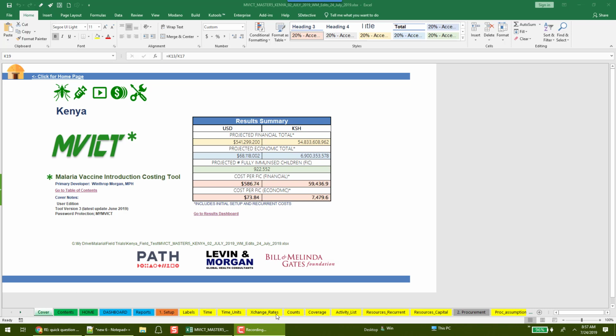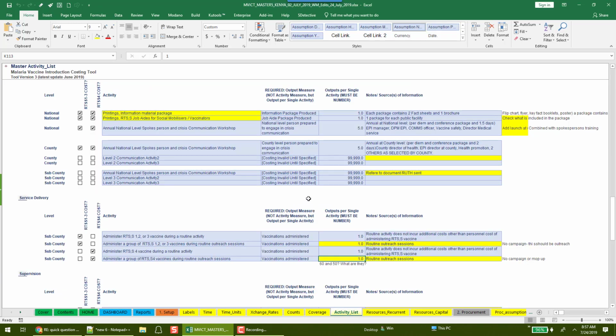Now, the answer to that is that when you go in here to look at the activity list, each time you do an activity, you're required to say what the output is of that activity. First, you say an output measure, and then you say the output per single activity. So when you administer an RTSS 1, 2, or 3 vaccine during a routine activity, that could be like in a clinic, for example, you usually are doing it one at a time. And so what you would do then, you just say that that's one.